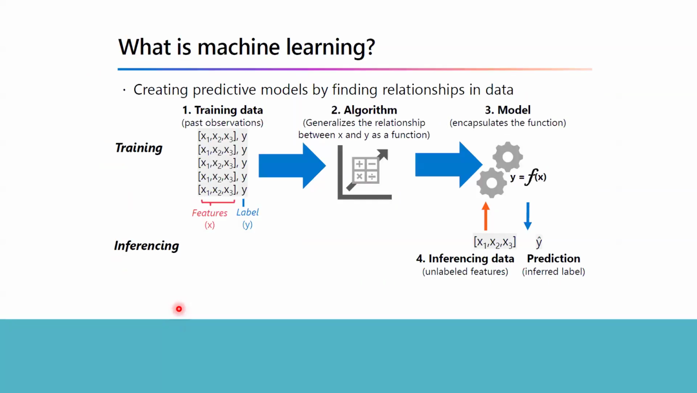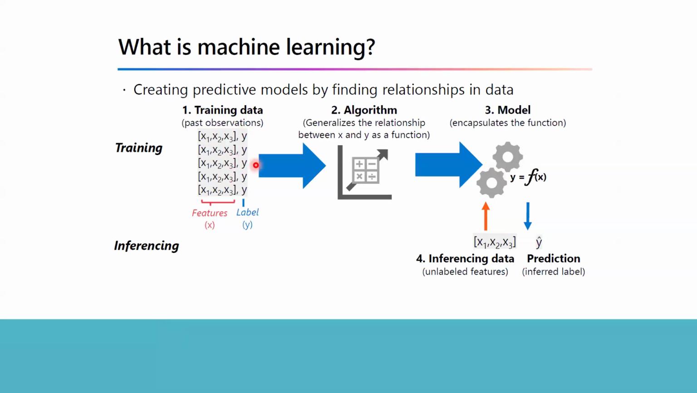Then we talked about what machine learning is. Machine learning is creating predictive models. For example, as I said, X1, X2, X3 are my features. They are also called independent variables. Y is my label, the price of my house, let's say. P1 is the price for these variables, these features. P2 is the price for these variables.